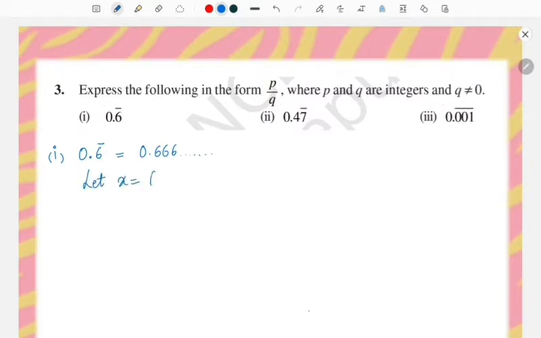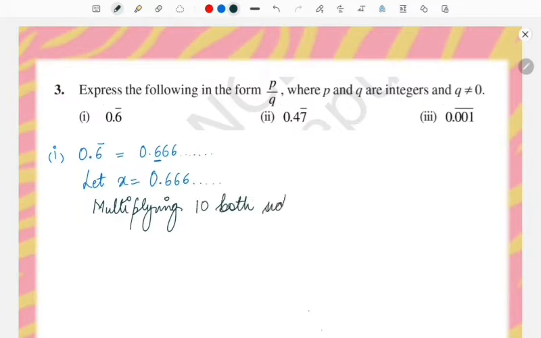Let x be equal to the number that you are given, 0.666 or 0.6 bar. Alright, because the number that is repeating is 6. क्योंकि सिर्फ 6 repeat हो रहा है, it is one number that is repeating, so we are going to multiply this number by 10. Now we'll multiply both sides by 10. So what are we writing? Multiplying 10 both sides. We are going to multiply 10 both sides.